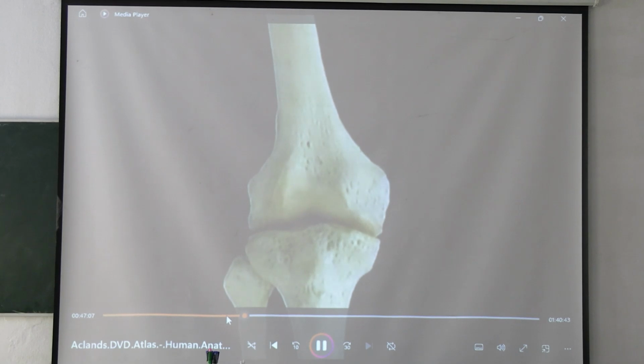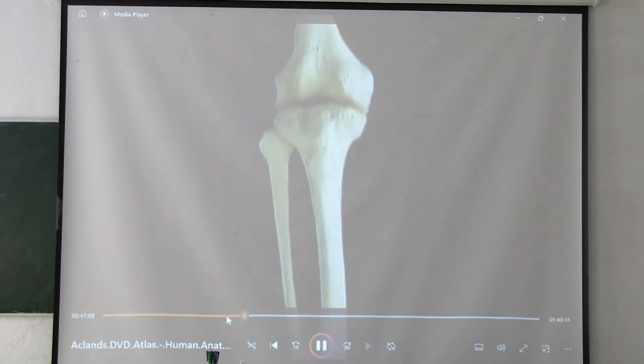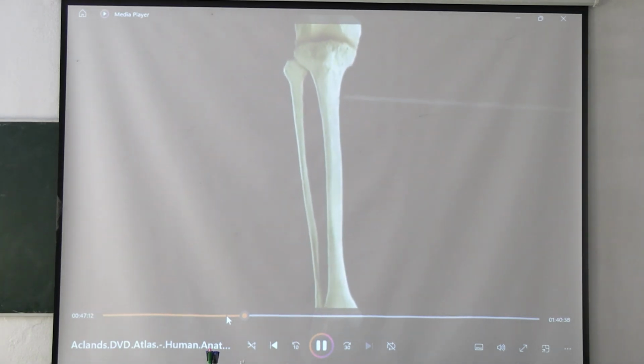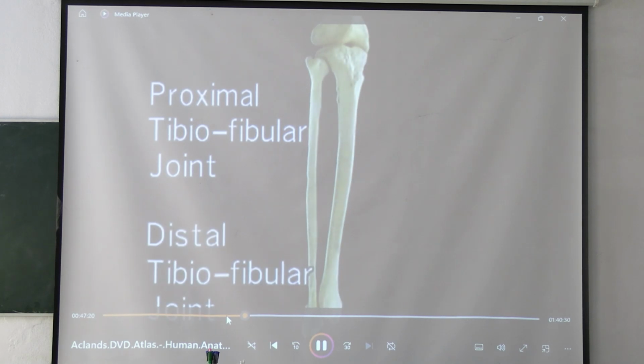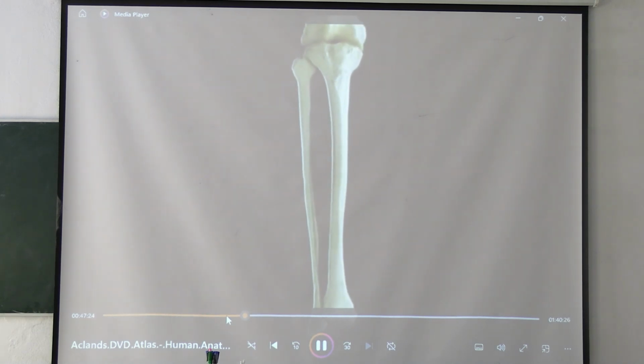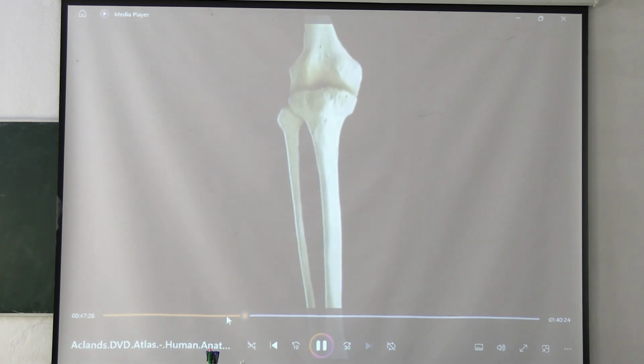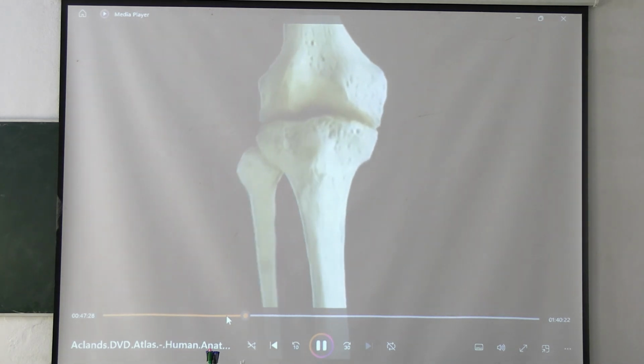Now we have the tibia and the fibula. The tibia and the fibula are fixed to each other firmly by two joints, the proximal and distal tibio-fibular joints. There's almost no movement of either of these joints. Let's take a look at the proximal tibia.